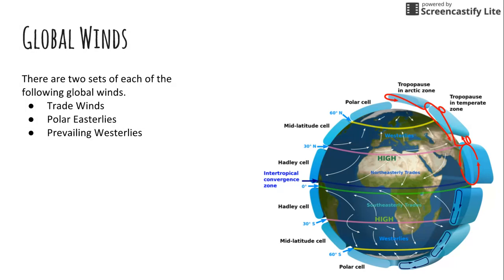There are two sets of each of the following global winds. At the poles, we have something called the polar easterlies. These are the regions below this yellow line, and you have these polar cells, which are the cooler regions. Then if you move towards the equator, we have the prevailing westerlies. You'll notice that those are both in between the yellow and the purple lines. And then between the temperate and the tropical zone, you have these trade winds.